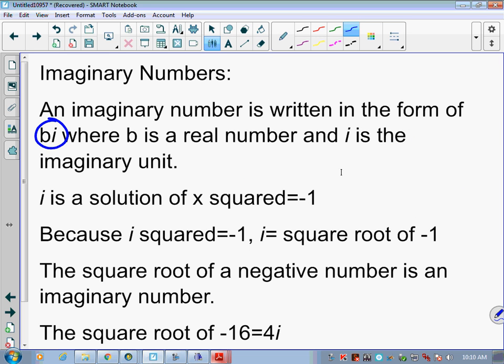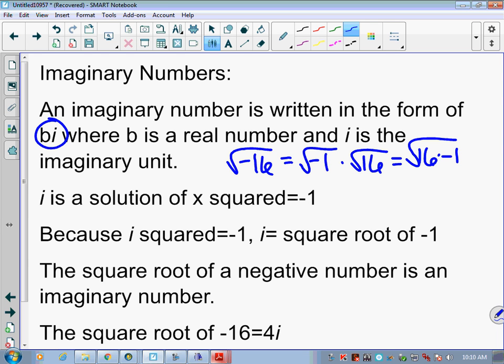Okay? So if I have the square root of negative 16, okay, the square root of negative 16 is made up of the square root of negative 1 times the square root of 16. Okay, or 16 times negative 1, right? Okay, but because this right here equals i, I can take i out, and that becomes i radical 16, okay? Because that's the equivalent to radical negative 1 times radical 16, which was my original radical negative 16.